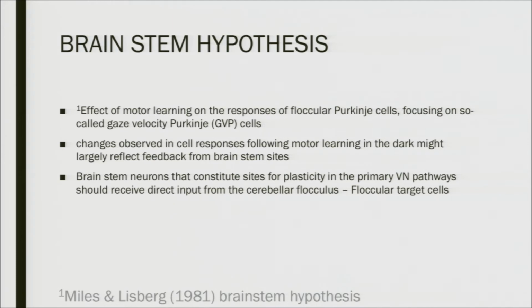The idea behind these experiments is that someday, if we know the exact target, there are immense possibilities. We could develop drugs that help potentiation. We could develop drugs that will help compensation. That's why we need to know what exactly is happening in central compensation. So, the brainstem hypothesis: they observed the gaze velocity Purkinje cells were being stimulated from something in the brainstem. There were also changes observed in the cell responses following motor learning in total dark, and this was supposed to be coming from the brainstem.